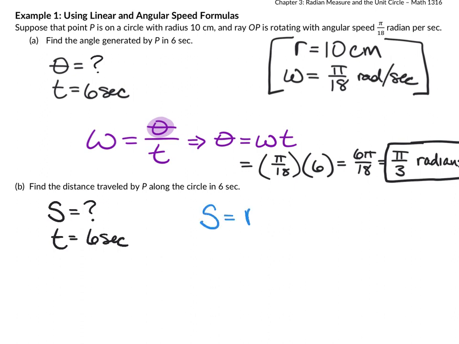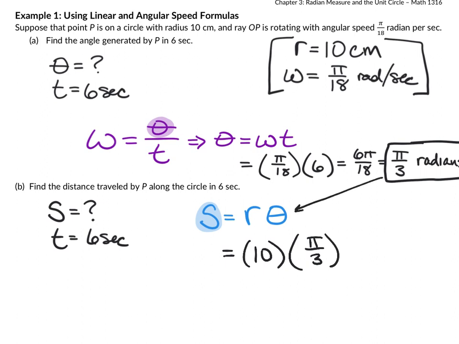S equals R times theta. Well, in this formula, the only thing I don't know is S, because I know R, and I actually know theta from the answer right here for 6 seconds. So if I fill in everything that I know, it told me that the radius is 10 centimeters, and I know that at 6 seconds I have moved pi over 3 radians. Again, that's from here, because we're still at 6 seconds.